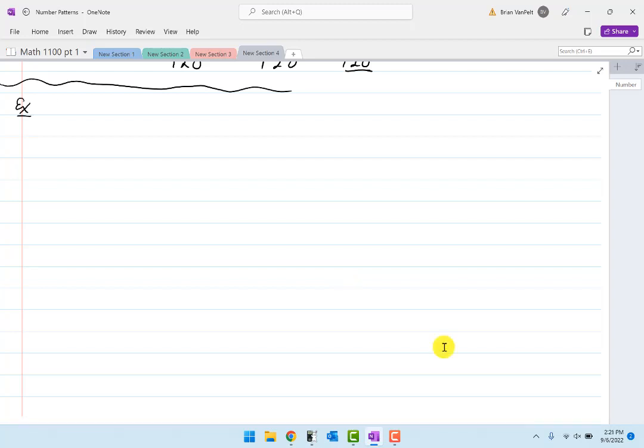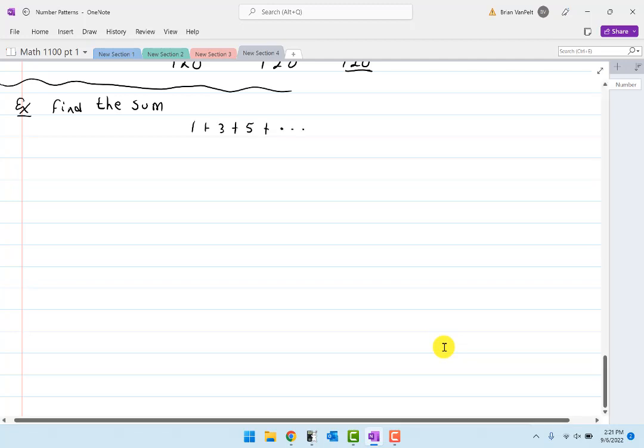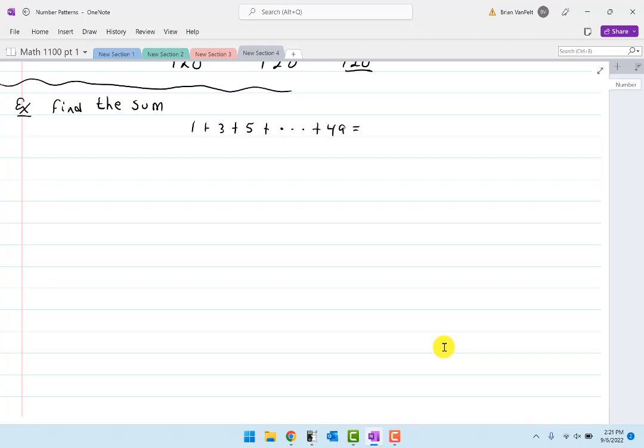Here's the last example I'm going to do, but it's a completely different example than I've done before. So this time I'm going to add 1 plus 3 plus 5 plus, and I'm going to only add up odd numbers all the way till 49. So I would like to know what are the sum of those numbers. There's a formula for this.